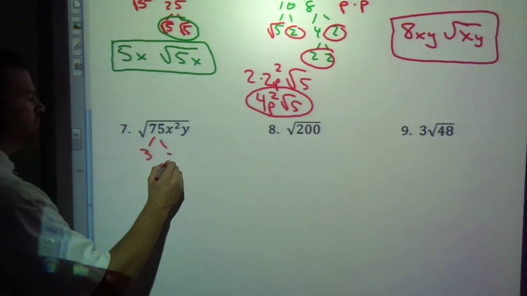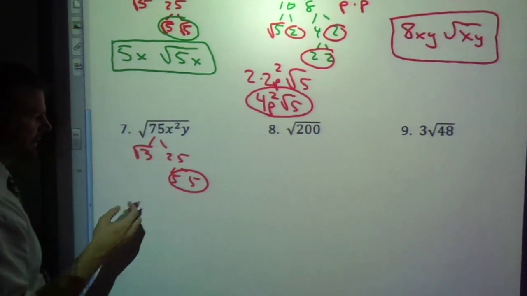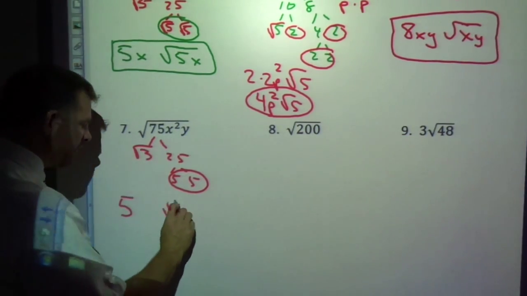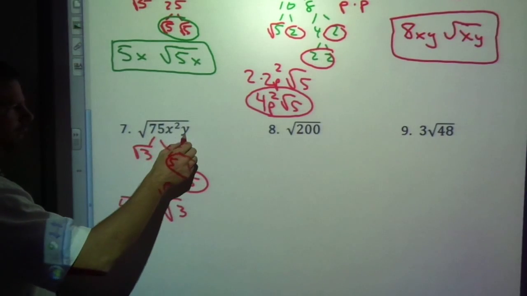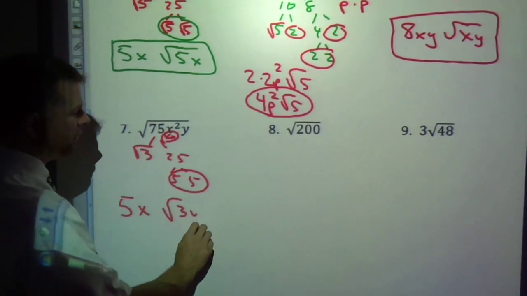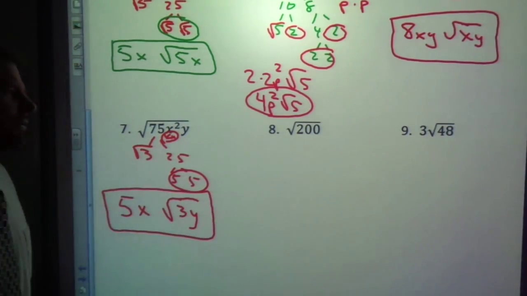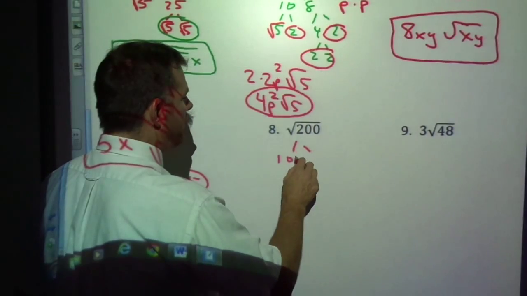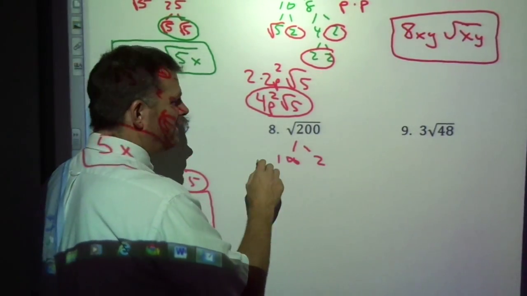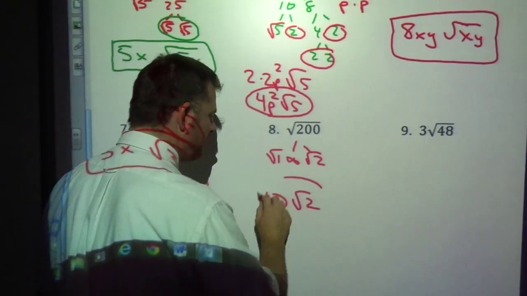75, 3, 25, 5, 5. Here's my pair of squares. This is left over. 5 left over. X squared, there's 2 of them. That makes a pair. There's only one y. No friends. He's underneath. 200, 102, and I know 100. Isn't that 10? So this is 10, radical 2.